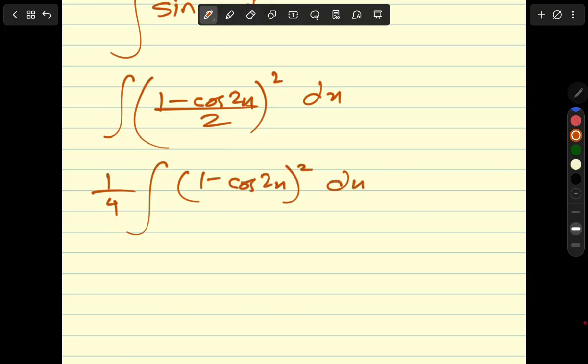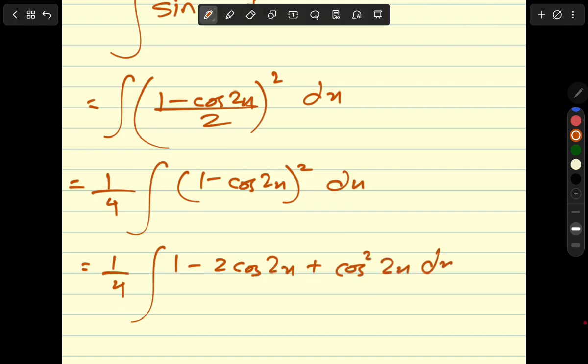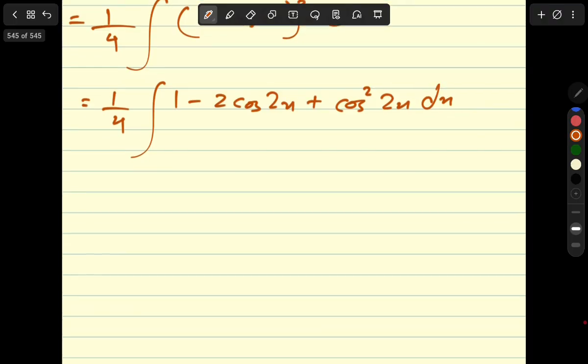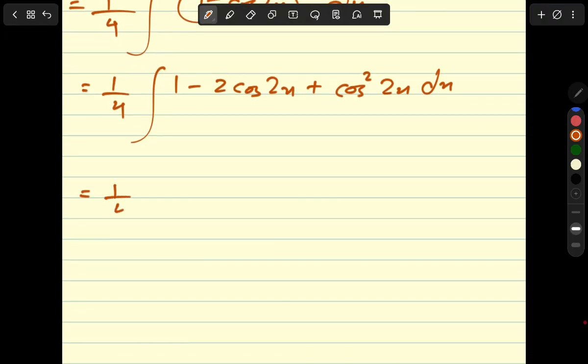Now, if I expand it, this is going to become 1/4 integral of 1 minus 2 cos 2x plus cos squared 2x dx. And now, it's fairly easy. This is going to become 1/4 of x minus 1/2, because 2 multiplied by 1/2 by 1/4 gives 1/2. And the integral of cos 2x is sine 2x over 2. So sine 2x over 2 becomes 4.